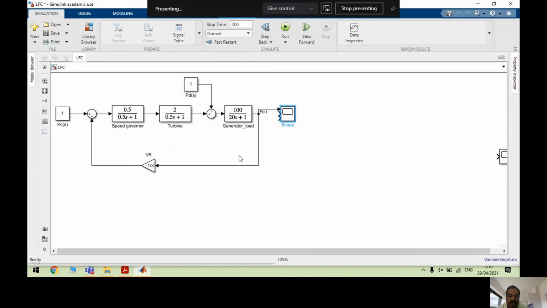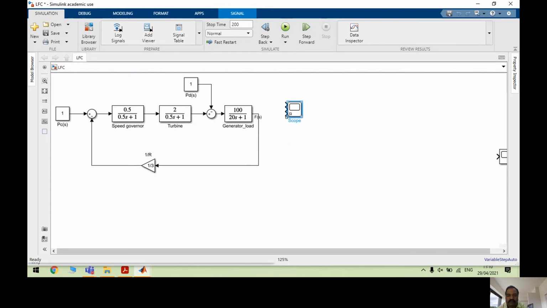Welcome back to the simulation, guys. I hope you are able to see this one. This is the model which we studied in the last class. So these are the two inputs. One is the manual power changer, the manual speed changer setting. This is the demand, the electric demand. This is the speed governor representation. This is the turbine representation. This is the generator load model.